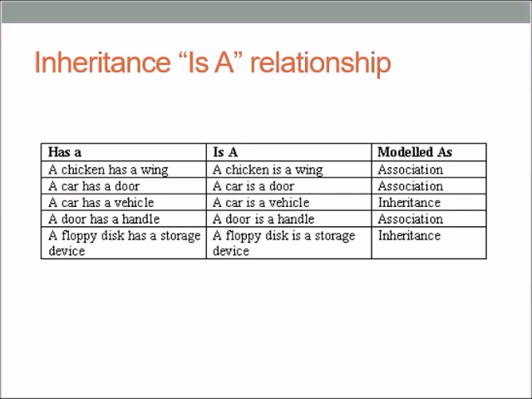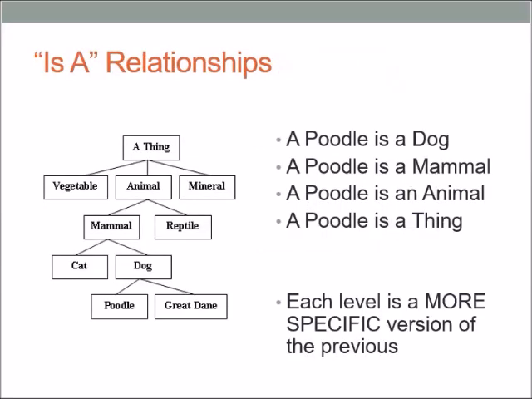Inheritance means that you actually are that thing and more. So for example, "a car has a vehicle" makes no sense, but "a car is a vehicle" is inheritance because a car is a type of vehicle. So a car is more specific than a vehicle, hence it inherits all of the attributes of vehicle. A door has a handle, but a door is not a handle, so that would be an association. So the "is a" relationship implies inheritance.